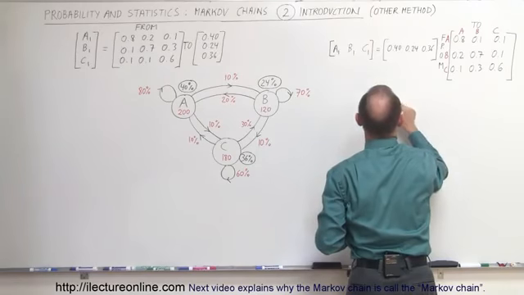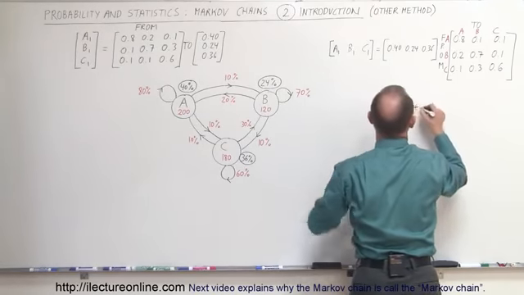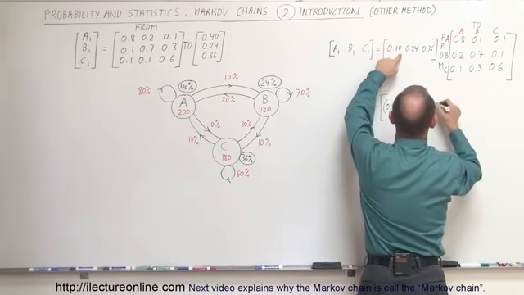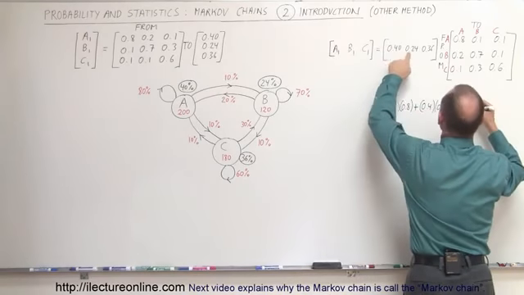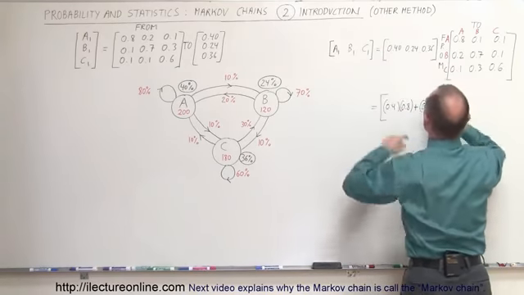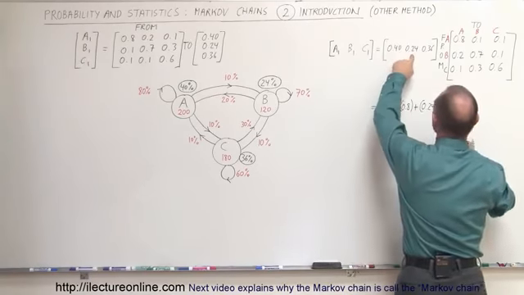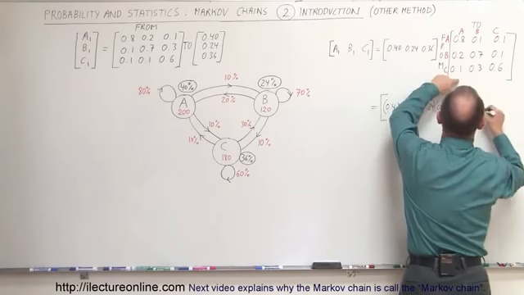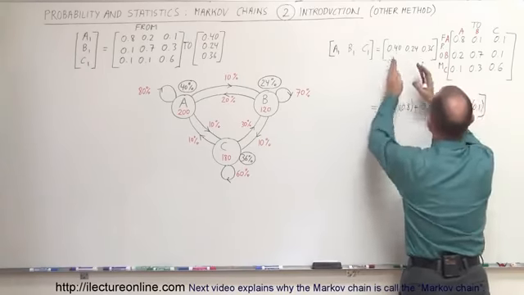That would be 0.4 times 0.8 plus 0.4 times 0.2 plus, and then we have 0.24, because I have to take the next element, multiply times this, and plus 0.36 multiply times 0.1, and that will be the first element of this matrix.